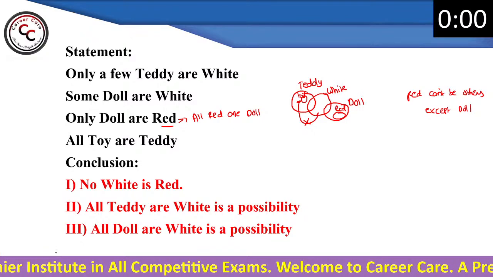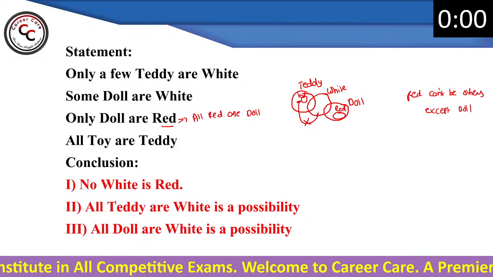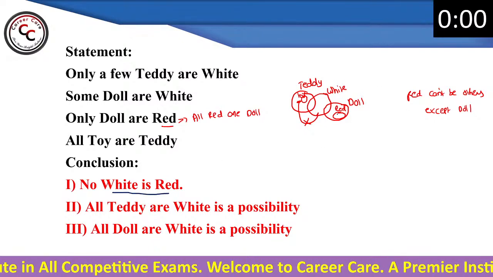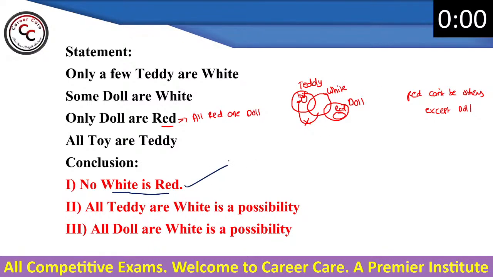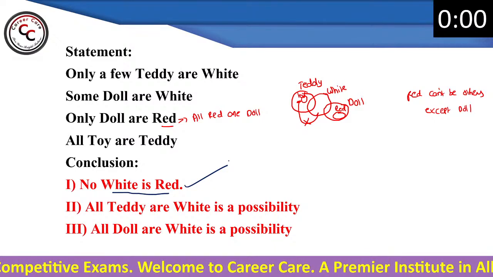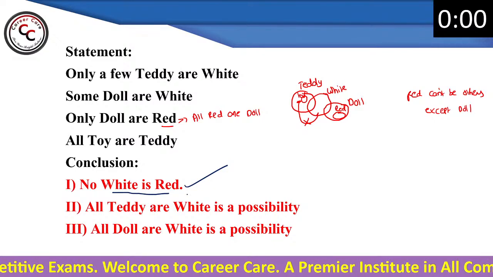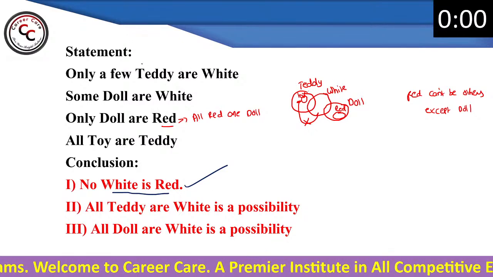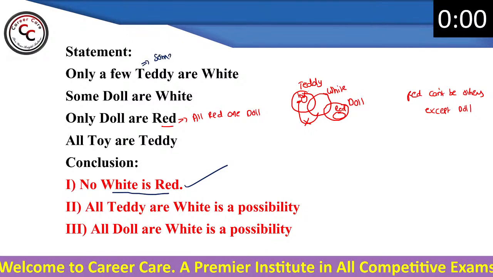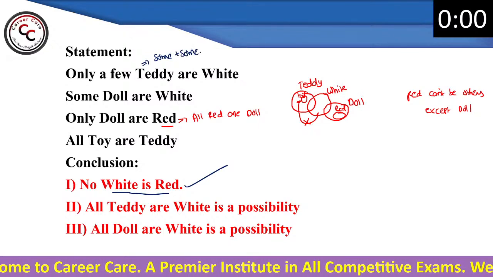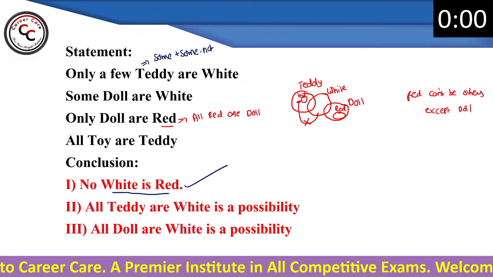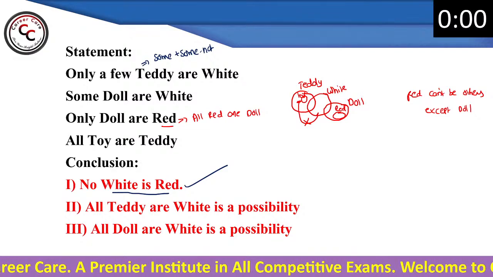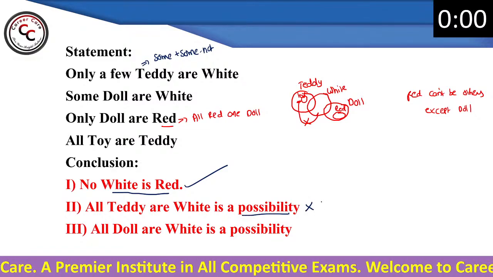So this is what the given information says. Now look at first one. What does first one say? No white is red. Obviously red can't be others. So red can't be white. No problem. True. All teddy are white is possible. See, some teddy are white. Only few means some and some not. So you need to say some teddy are white, some teddy are not white. How can you say all teddy are white is possible? No chance.